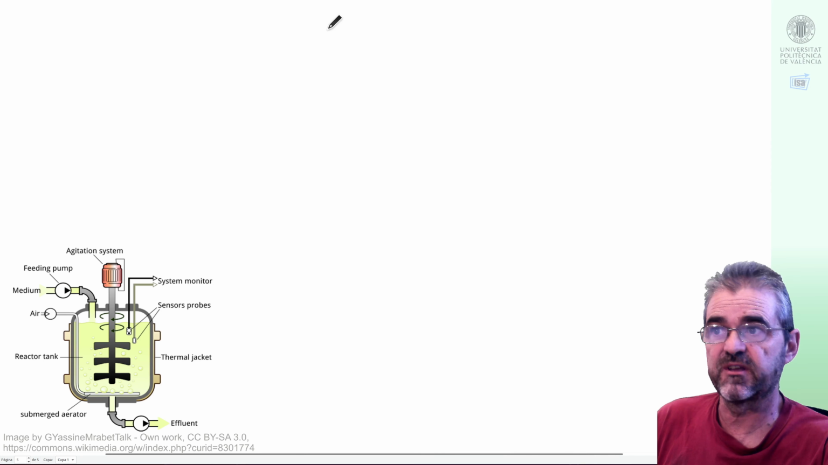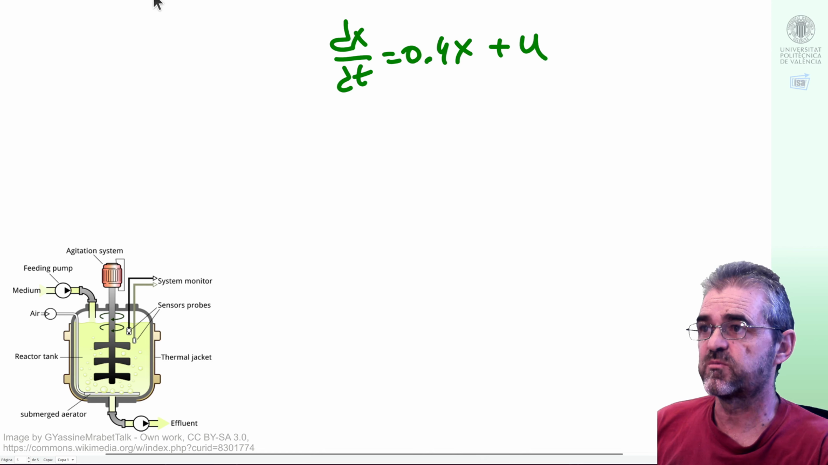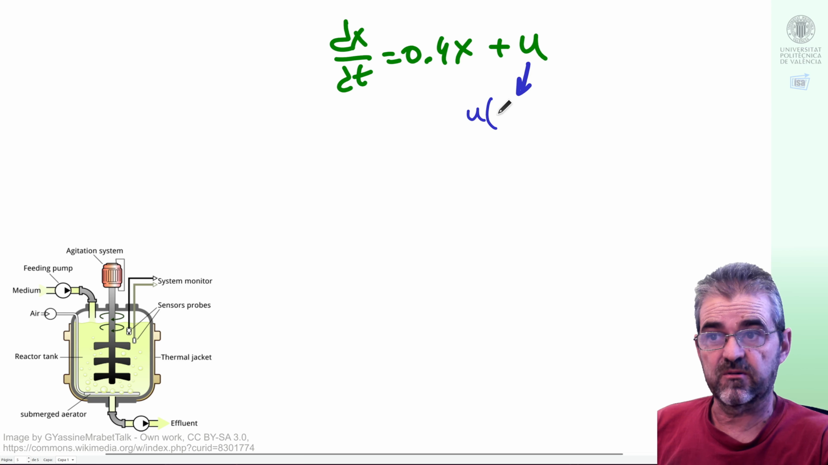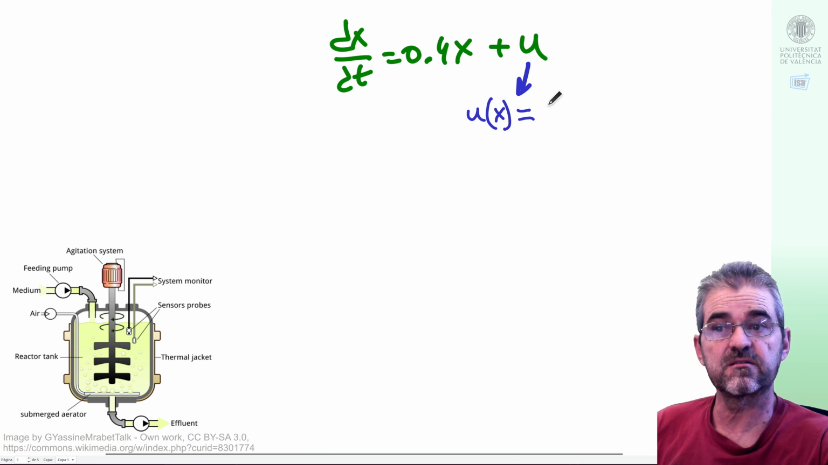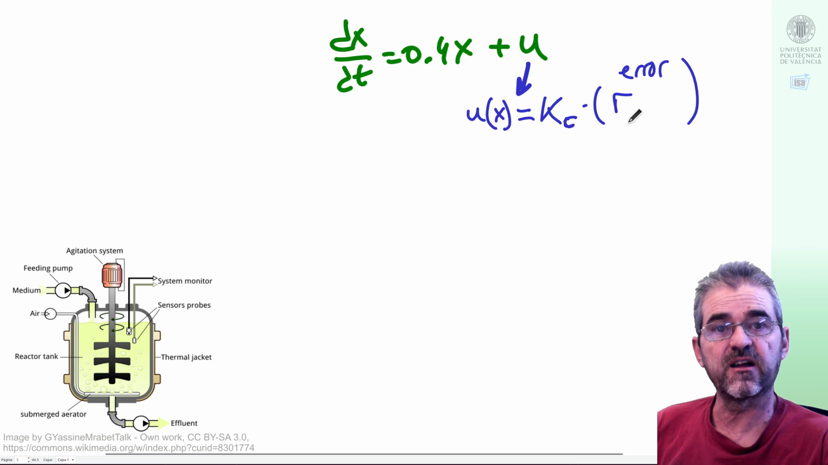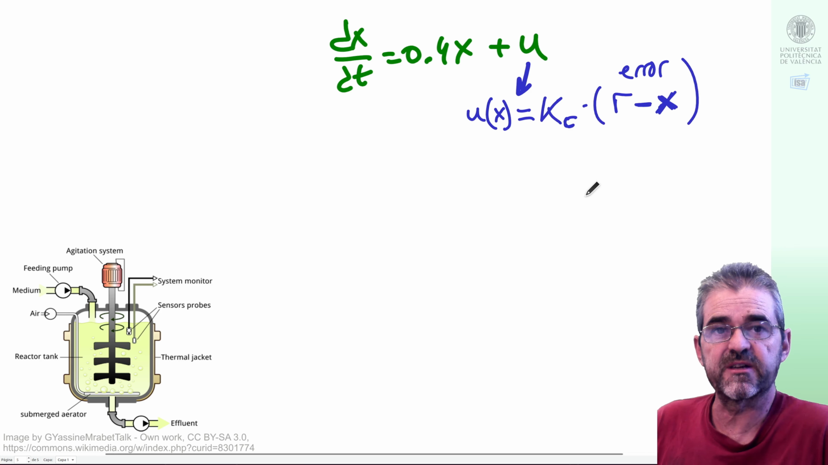So if we start with this model, then the first idea we may use to stabilize it is proportional control. In particular, closed loop control, saying that U depends on X with this formula: controller gain Kc times the error, which is the desired reference value for the biomass minus the actual value of the biomass.